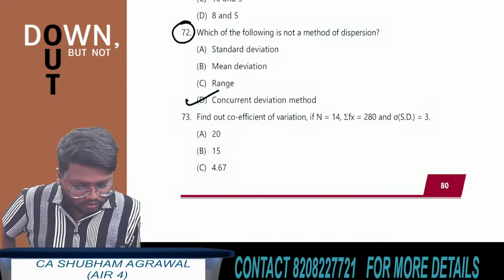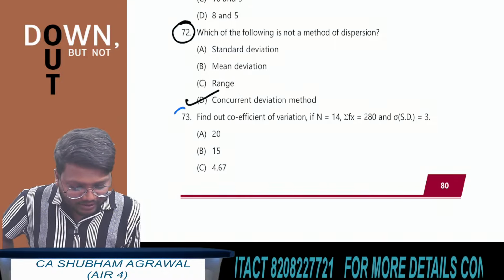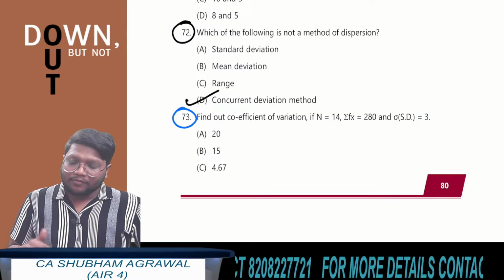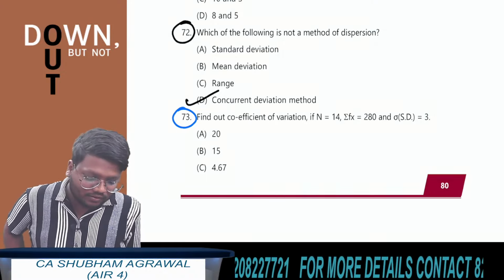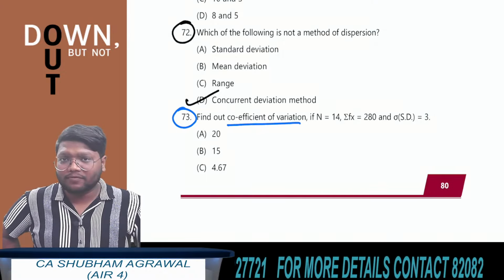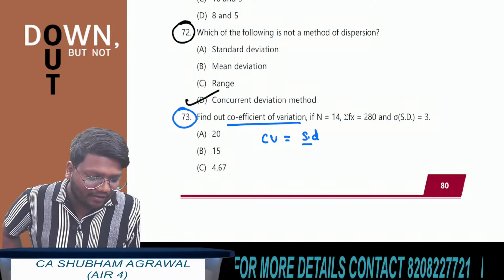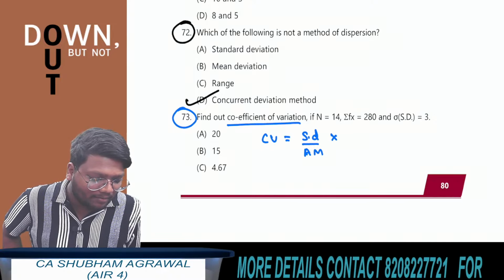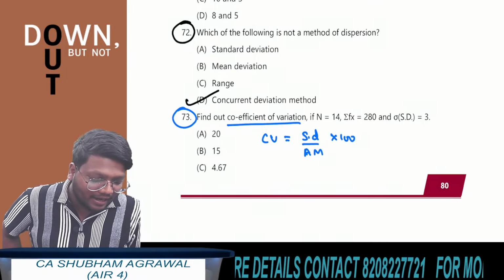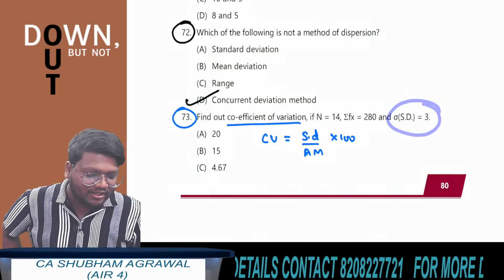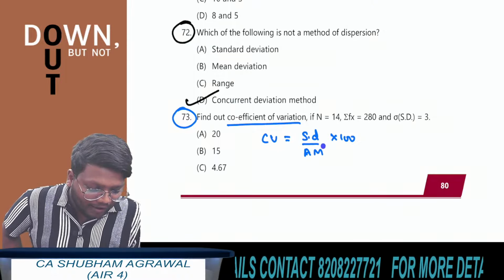You can also solve this question number 73. Okay, question number 73. You have to find here the coefficient of variation. What is the formula of coefficient of variation? Standard deviation upon arithmetic mean multiplied by 100. Standard deviation is given in the question. What is the standard deviation? 3. Now we have to find the arithmetic mean.